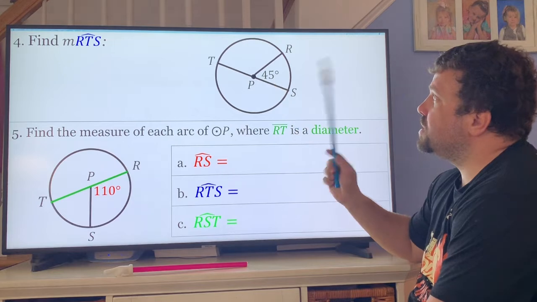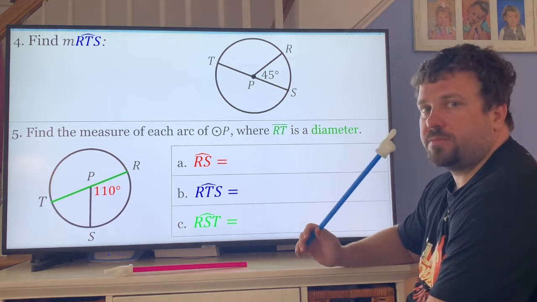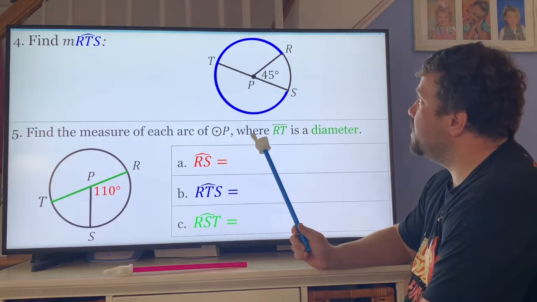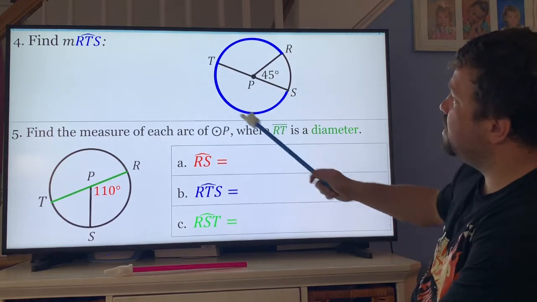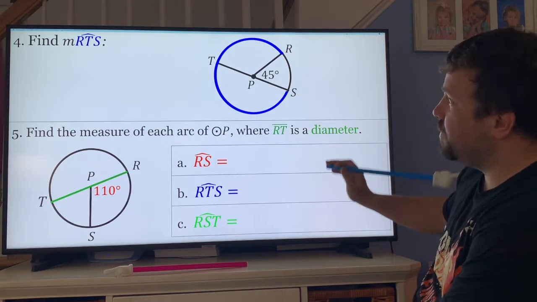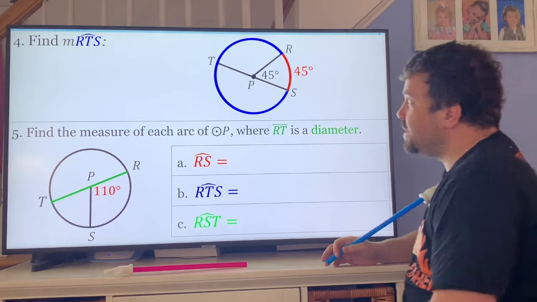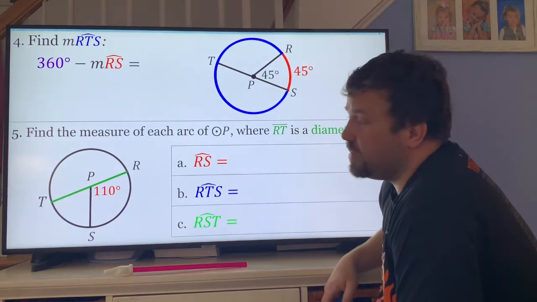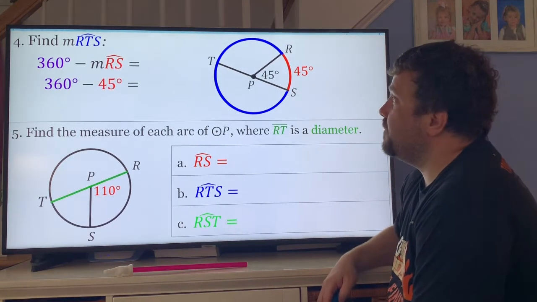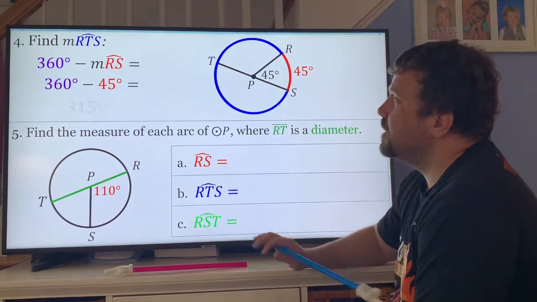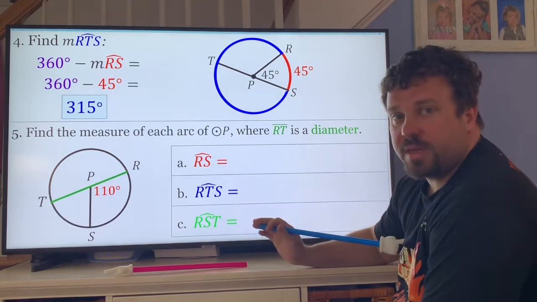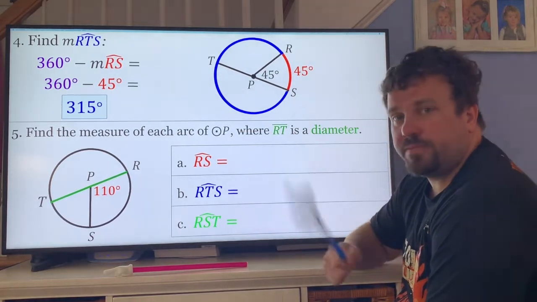Problem number 4, what I want you guys here to do is find the measure of RTS. Good. So the way to find the measure of RTS, R to T to S, is right around here. It's not 45. 45 is the minor arc. This is the major arc. So you're going to do 360 minus 45, the measure of arc RS, and you get 315. Why don't you guys attempt problem number 5?